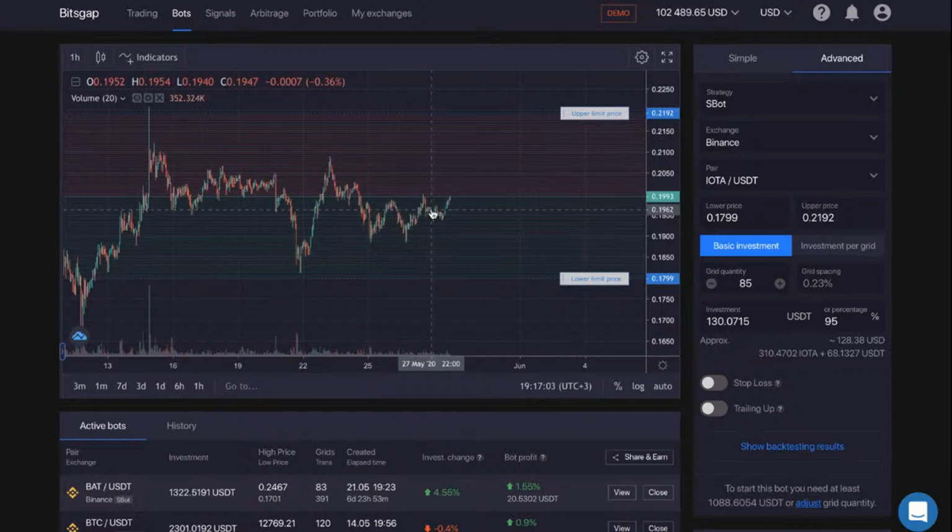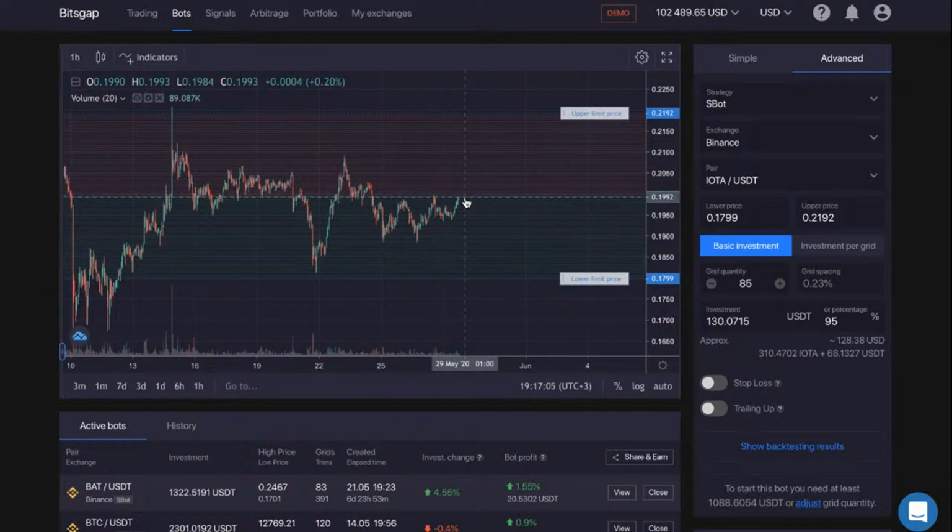So that means that in order for me to initiate this bot, I must have enough of the base currency so that the bot would be able to place all of these sell orders. Because if you want to sell something, you must possess it, right? So in this case, you must have the base currency, IOTA, to initiate the bot.